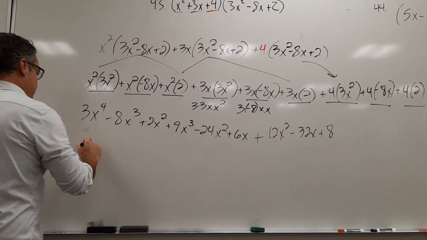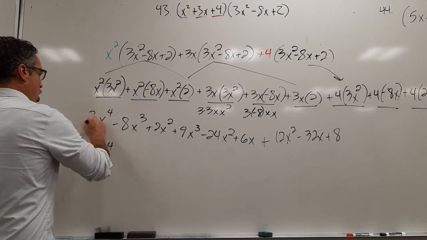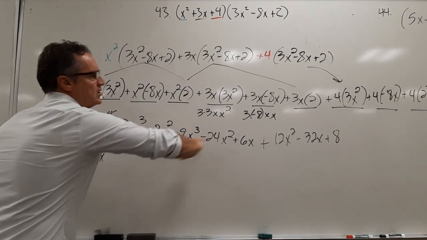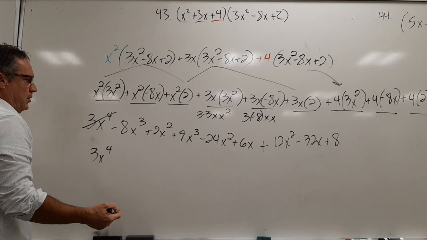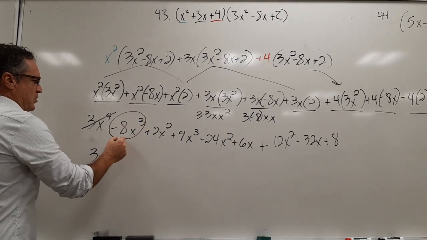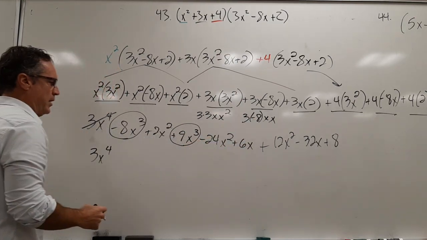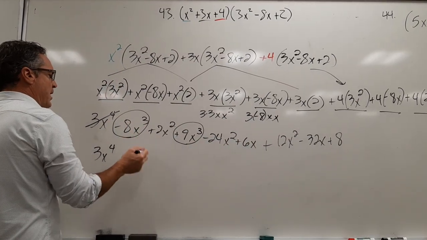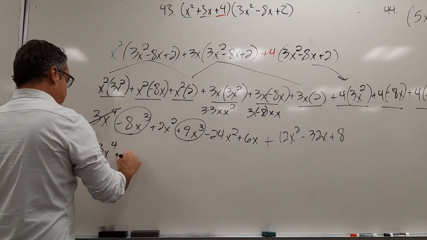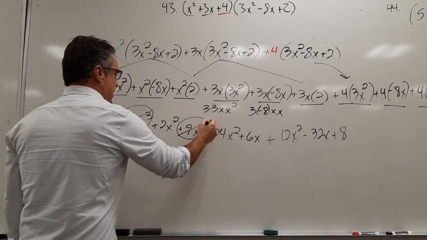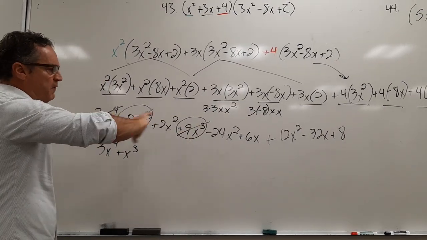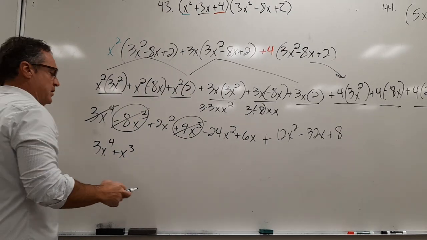Okay? So we've got 3x to the 4th. There are no other x to the 4ths. I looked. I have a negative 8x to the 3rd. I have a positive 9x to the 3rd. I don't have any other x to the 3rds. Those two combine to make 1x to the 3rd, which we just call plus x to the 3rd. I want to cross those out. I don't want them in my vision when I'm looking at the rest of this.